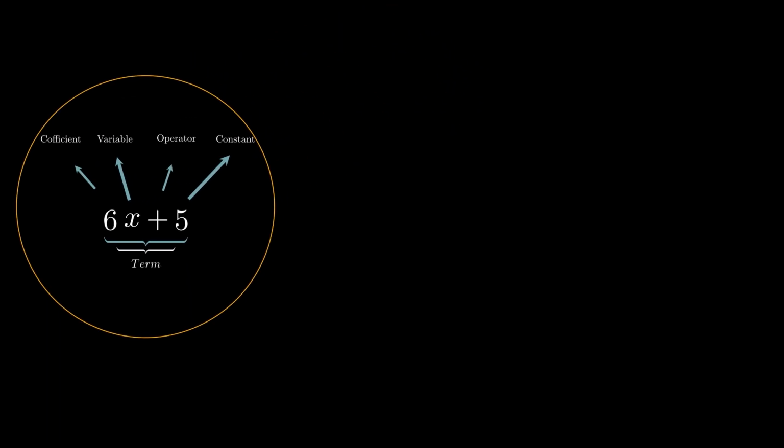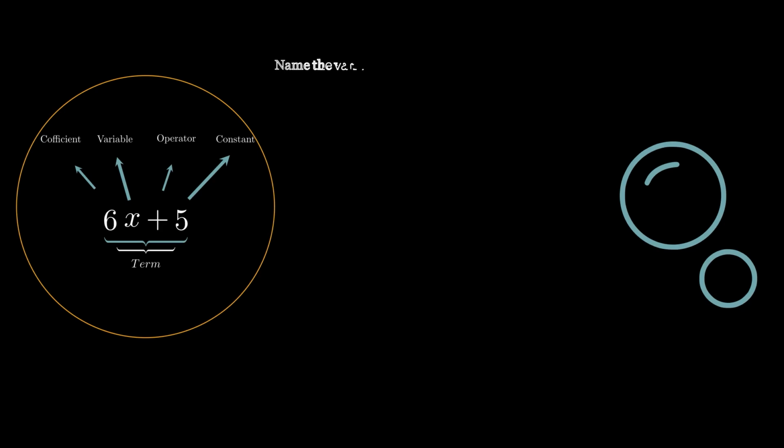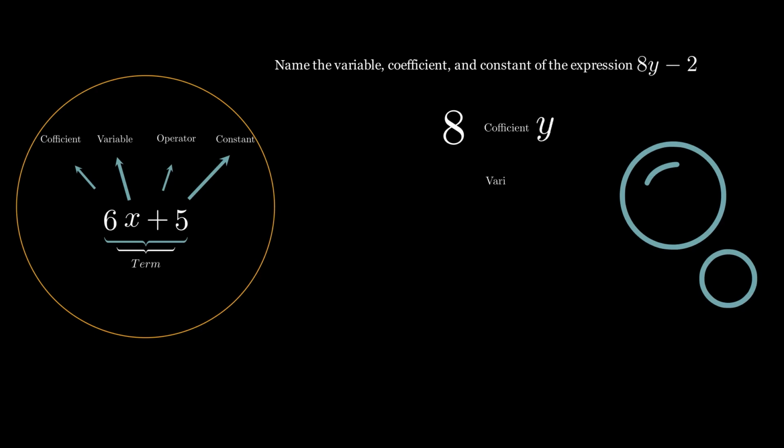Let's apply what we have learned in the expression 8y minus 2. Can you identify the coefficient, variable, operator, and constant in this expression? As we break down the expression, we can see that 8 is the coefficient, y is the variable, minus is the operator, and 2 is the constant.